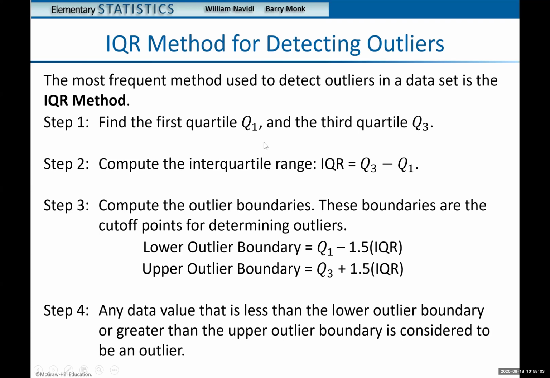So the IQR method for detecting outliers. Find the first quartile, then the third quartile. You know how to do this now, right? And then all you have to do is find the difference between the two. That is your IQR. And then copy these two formulas here. The lower outlier boundary is Q1 minus 1.5 times the IQR. And then the upper outlier boundary is Q3 plus 1.5 times the IQR.